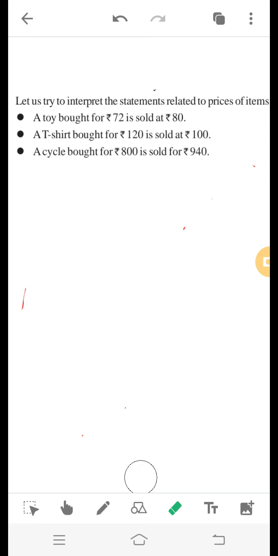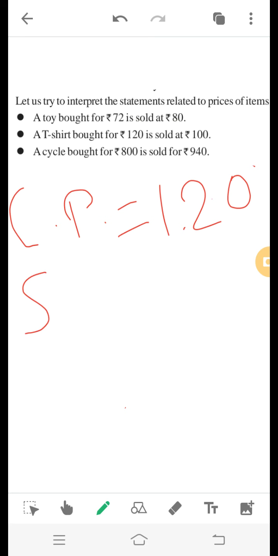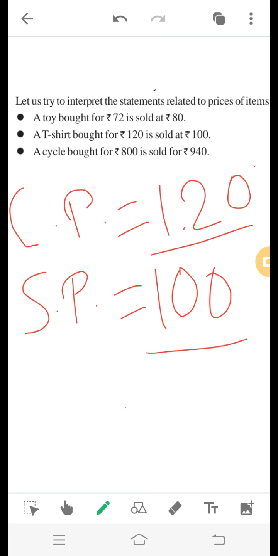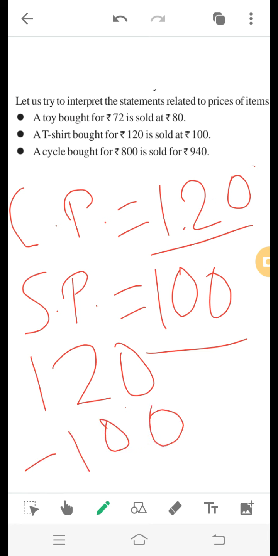Let us take another example. A t-shirt bought for rupees 120 is sold at rupees 100. So here cost price is 120 rupees. Selling price is 100 rupees. Here selling price is less than the cost price, so here it's a loss, and we find the loss from the subtraction of CP and SP. So 120 minus 100 is 20 rupees, that is the loss.